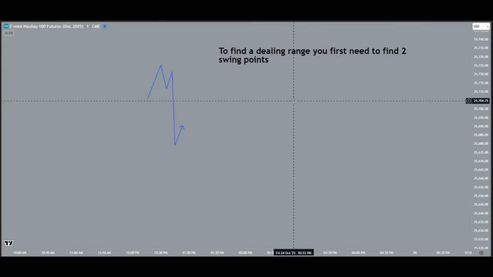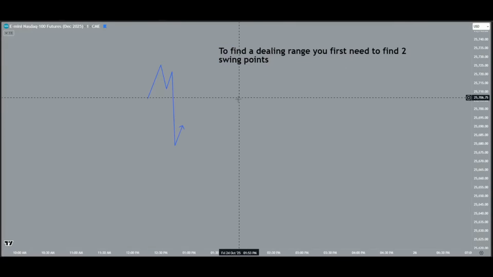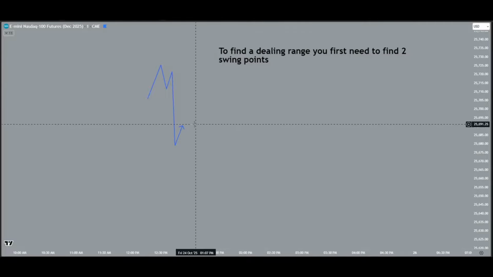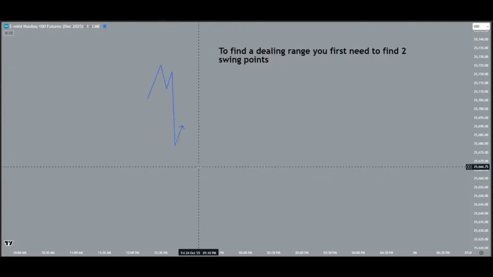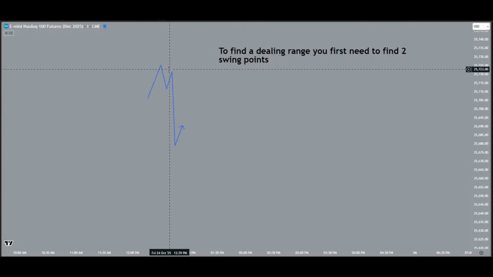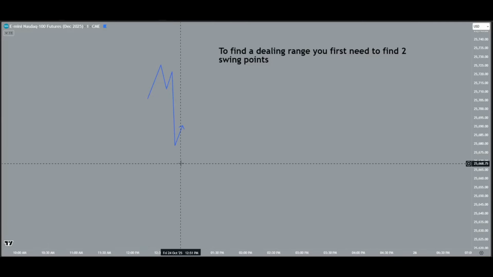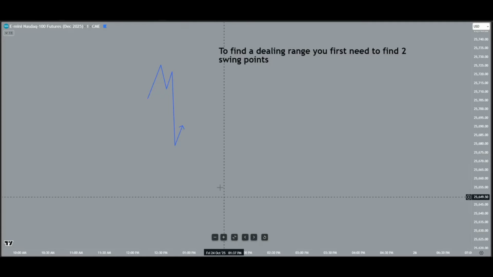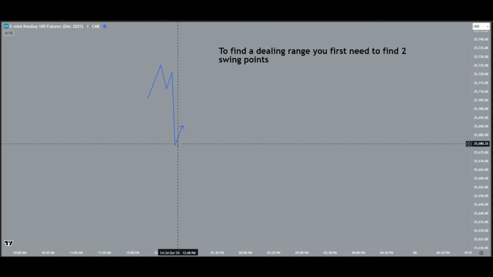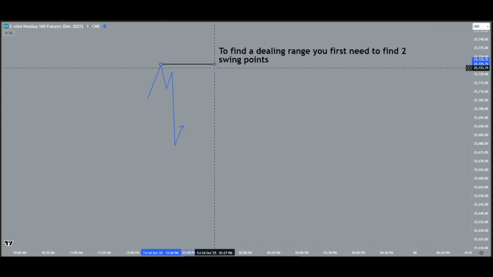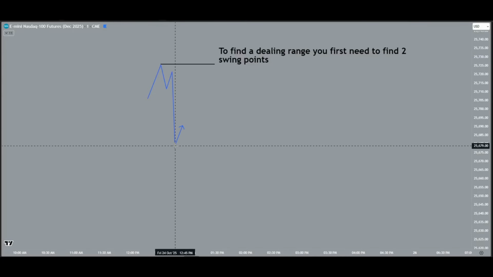Okay, to find a dealing range, you first need to find two swing points. What does that mean exactly? We're simply looking at the highs and lows of a major range. And of course, if you don't know what a range means, we're simply just looking at the major highs and lows here. That's all it is. That's all you're doing when you find a dealing range. To simplify it even more, you could say a swing point can be defined as the highest high or the lowest low. What does that mean? We're simply just marking out this highest high right here and this lowest low right there.